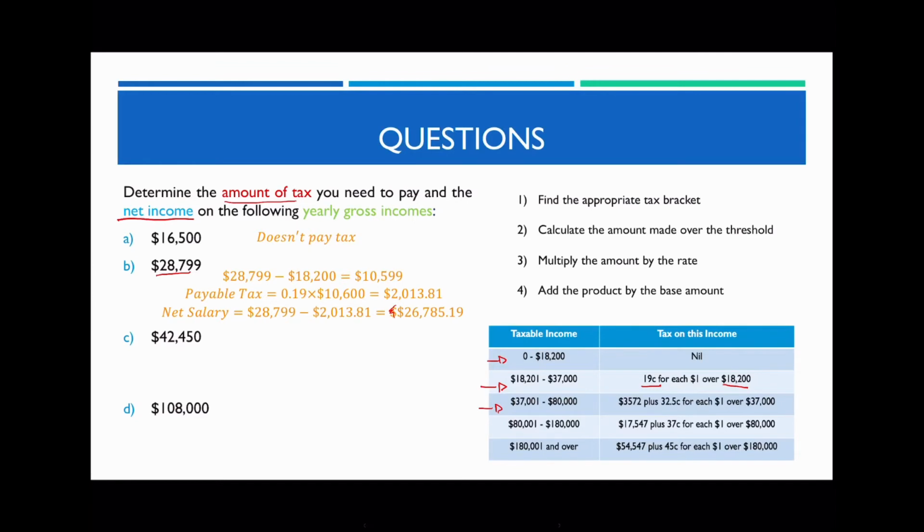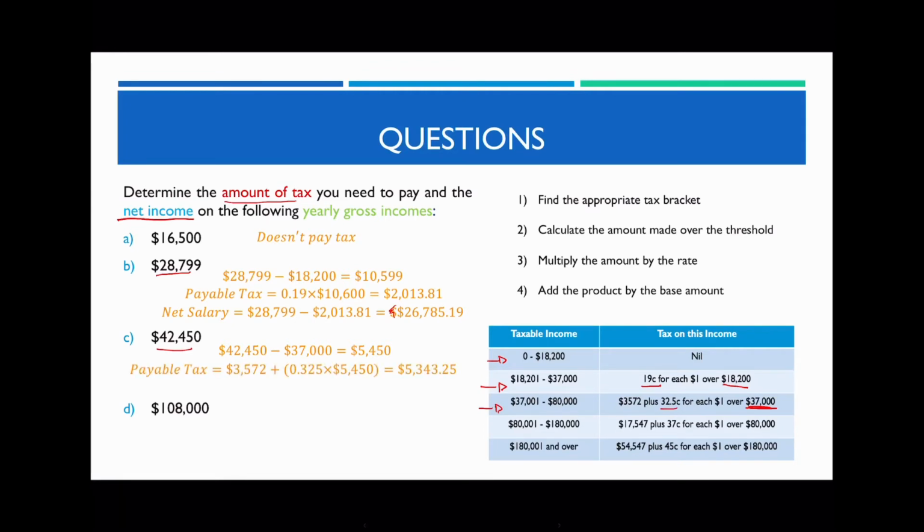What you need to do next is find out how much you made over the threshold. The threshold is 37 grand. So subtract 37,000 from 42,450. That will give you 5,450. What we need to do next is multiply that amount we just found by the rate, which is 32.5 cents. So remember, convert this into a decimal. So 5,450 multiplied by 0.325.